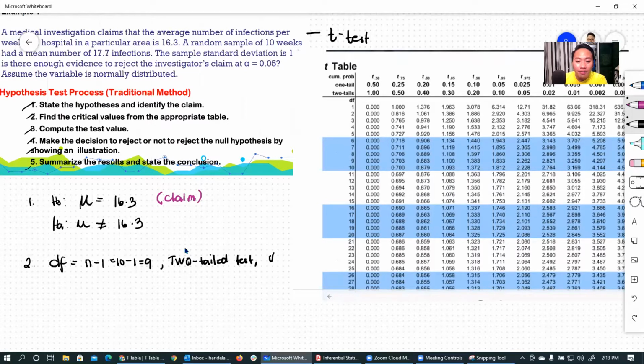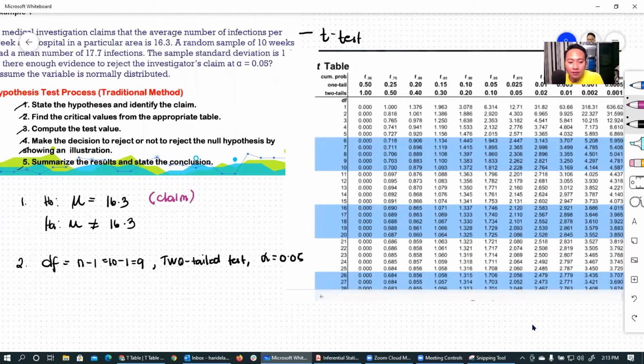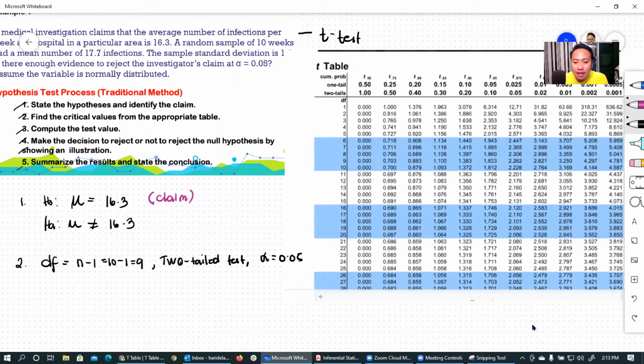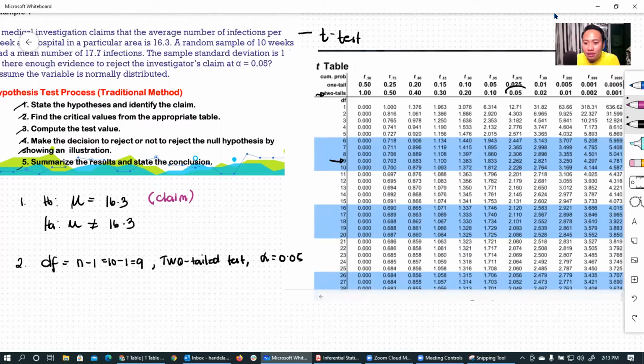And then our alpha given is 0.05. So we're going to take a look at the t-table to identify the critical value. Our degrees of freedom is 9, so we should be looking here. This is a two-tailed test, so we should also look at this one here. Our alpha is 0.05, and they're two-tailed. Then we just see the intersection of 9 and that value there.